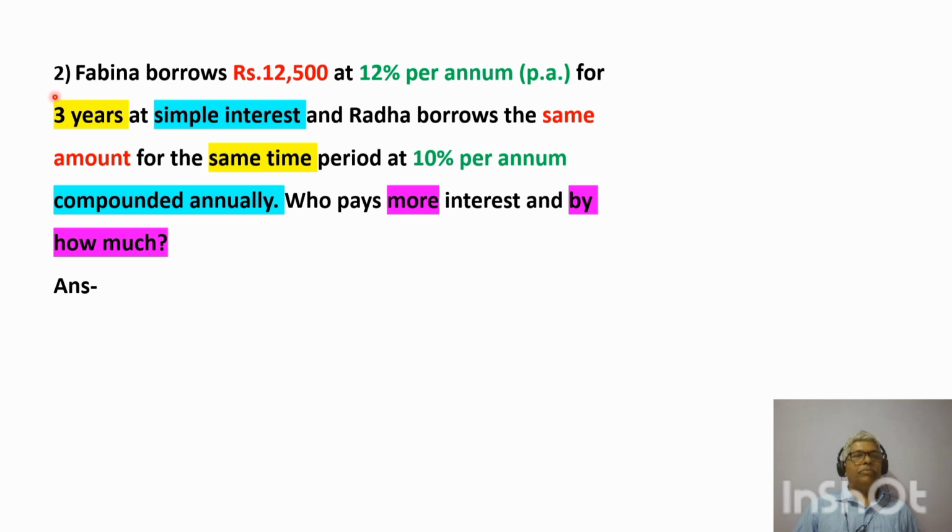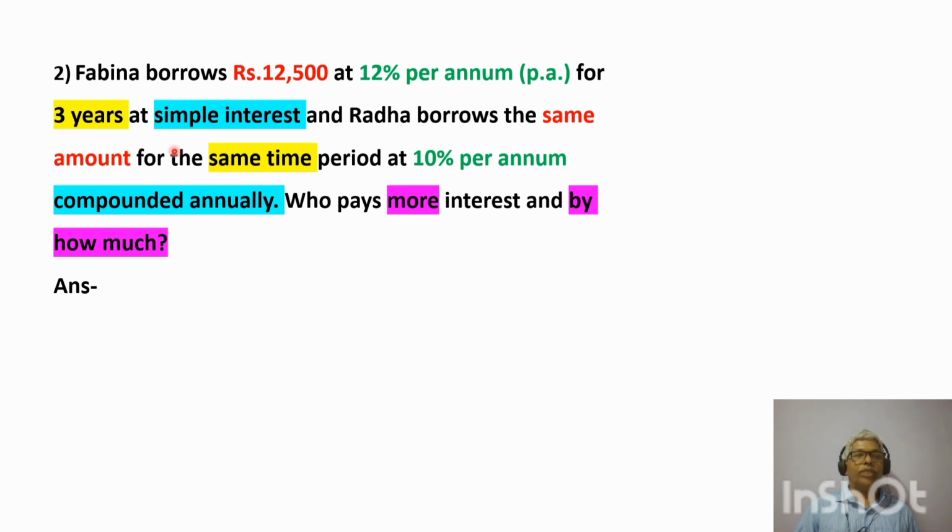Second problem. Fabina borrows rupees 12,500 at 12% per annum. PA stands for per annum, for 3 years at simple interest. Remember, this is simple interest. And Radha borrows the same amount. Now P is same, P0, for the same time.